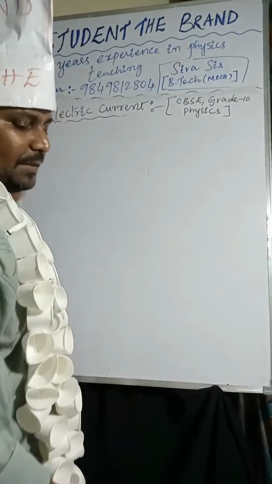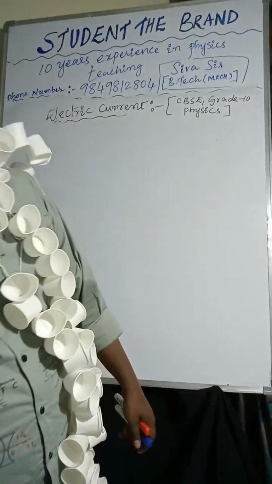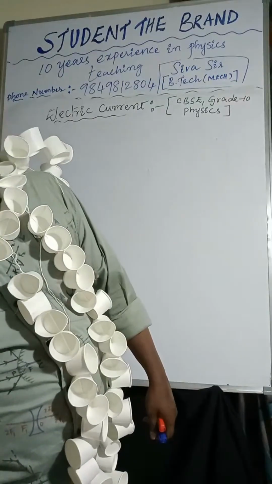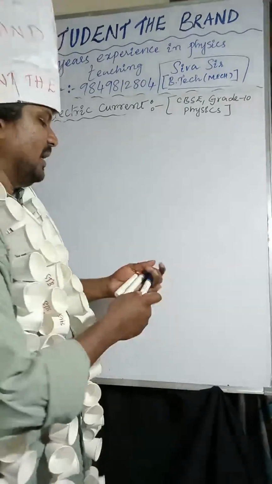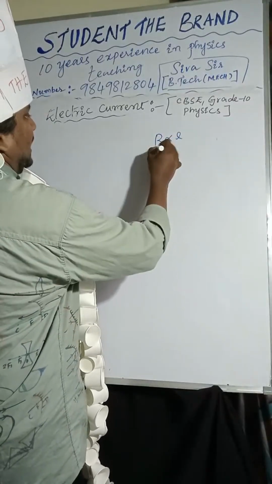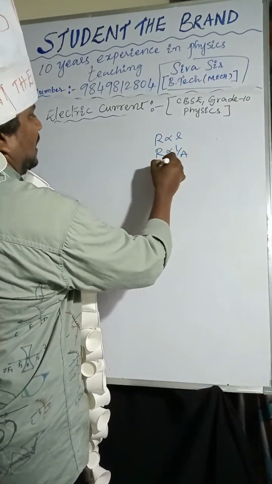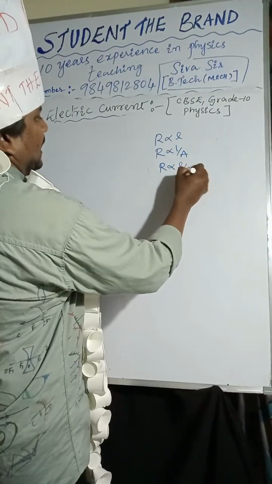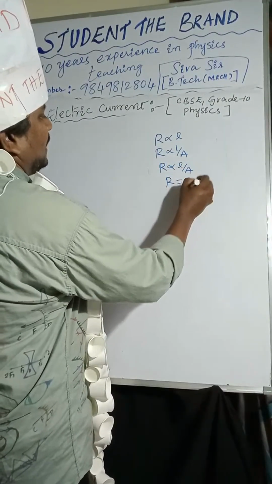Resistance depends on length of the conductor. R is directly proportional to L, and R is inversely proportional to area. R is directly proportional to L by A. R equals rho into L by A.